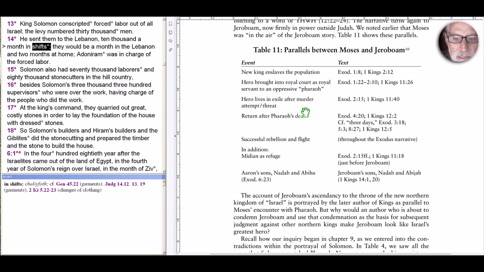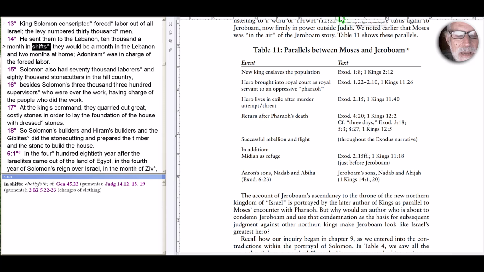The hero lives in exile, and we'll find out where does Jeroboam go when Solomon sees him as an enemy? To Egypt. He finds himself going to Egypt. And then there's the return after Pharaoh's death, which is to say the return after Solomon's death. We'll look at that in a minute. A successful rebellion and flight. Moses leads them out of Egypt, and Jeroboam leads them out of Jerusalem and Judah. In addition, Midian is a refuge, both for Moses while he's awaiting Pharaoh's death, and also in another passage just before Jeroboam. Another curious coincidence that can't just be a coincidence is that in Exodus, Aaron's sons are Nadab and Abihu, and Jeroboam's sons are Nadab and Abijah, which is awfully close and seems more than coincidental.